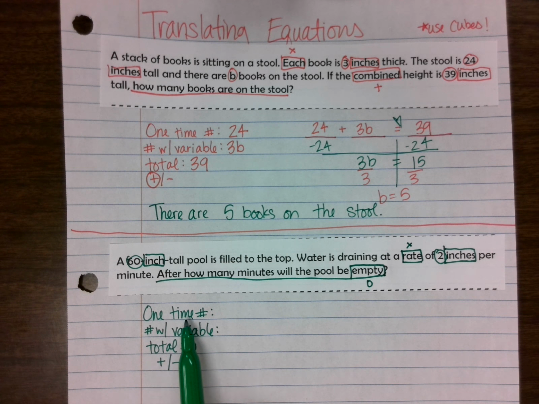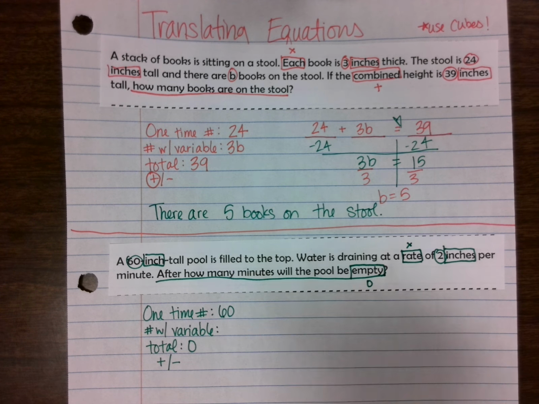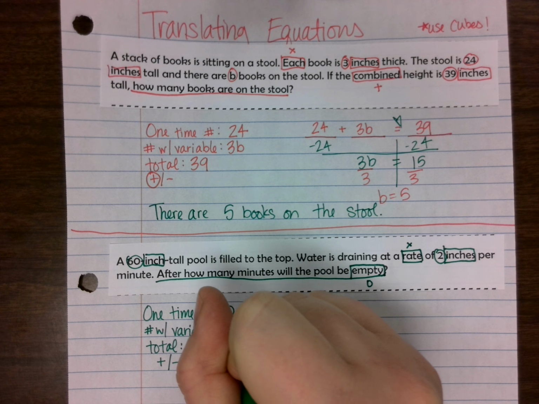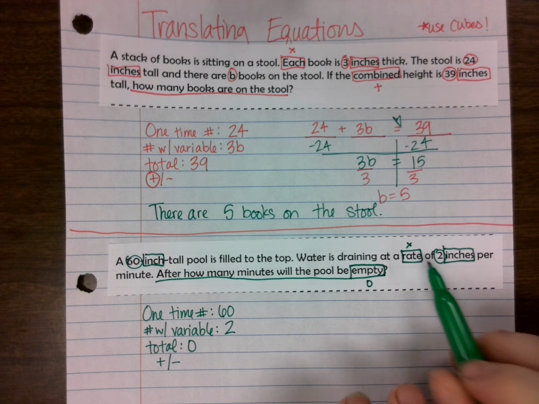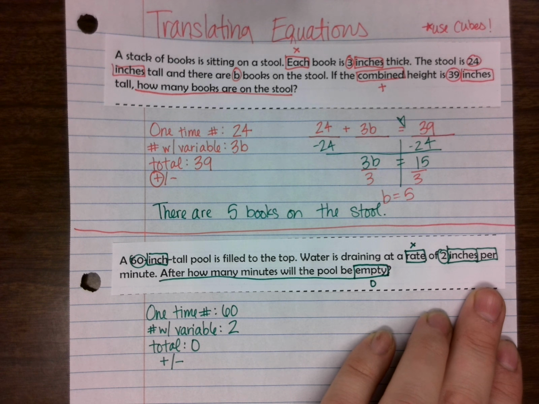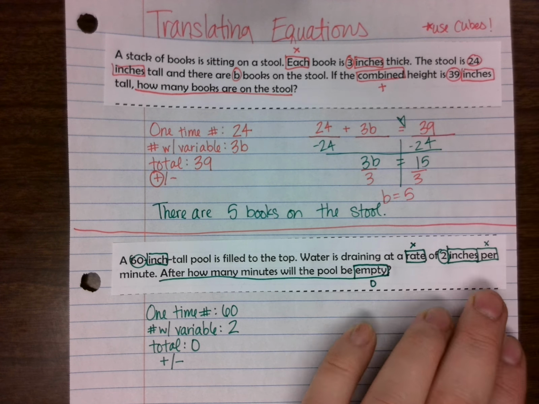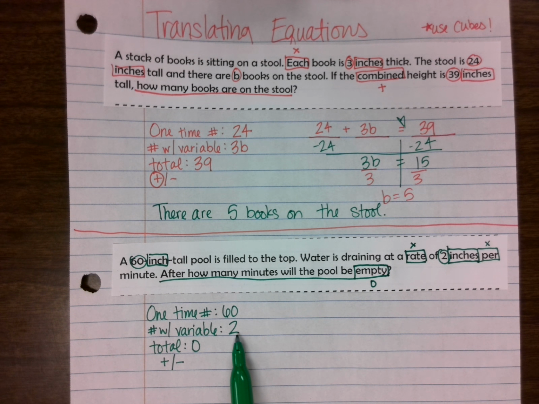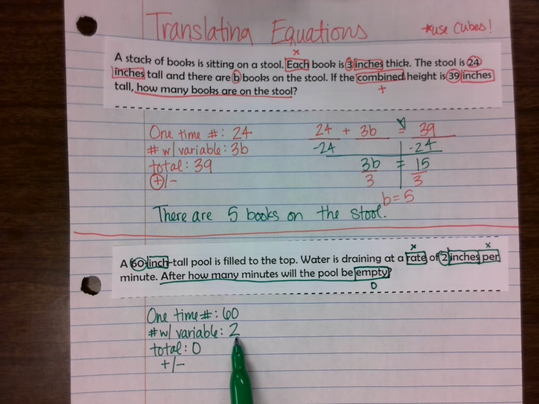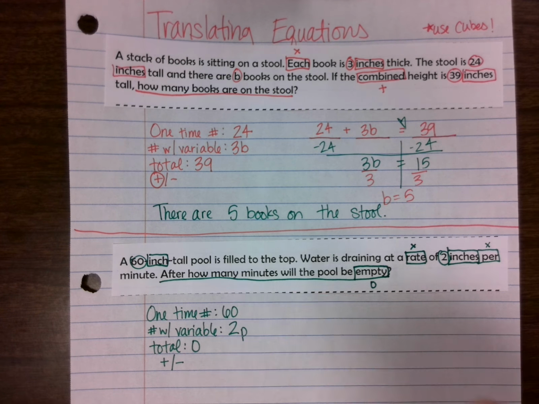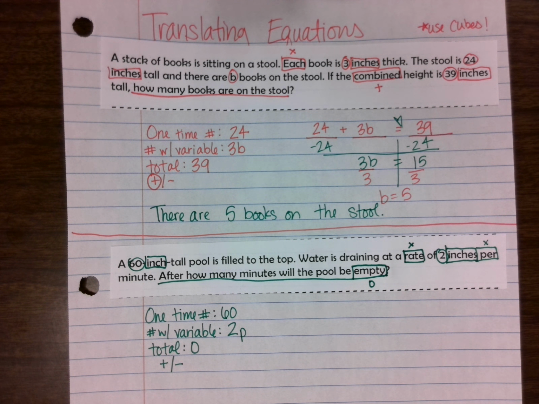What's our one-time number? The thing that's just happening once, it's not happening over and over and over again. That's going to be the 60. So then our number with the variable is going to be what? 2, because we saw that word rate that tells us to multiply. Per also tells us to multiply. So there's 2 different words telling us that we have to multiply that number with a variable. In this problem, though, they don't give us a variable, so you can pick whatever letter you like. I'm going to pick P for pool.